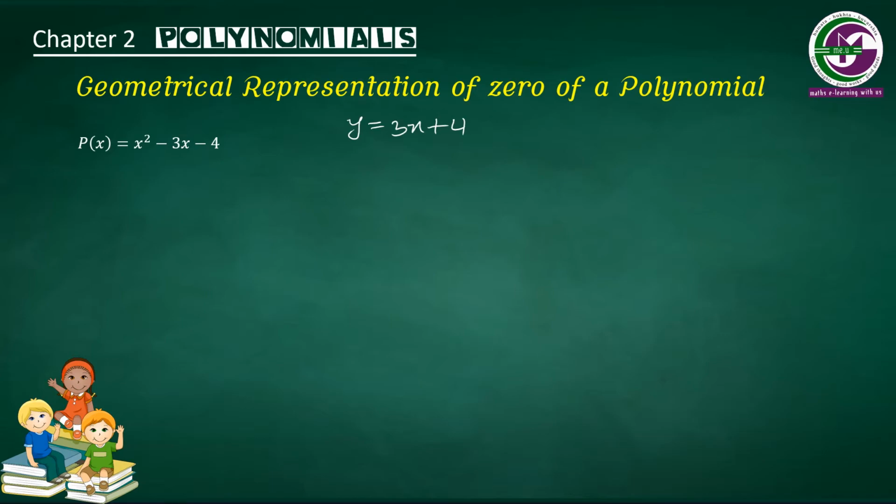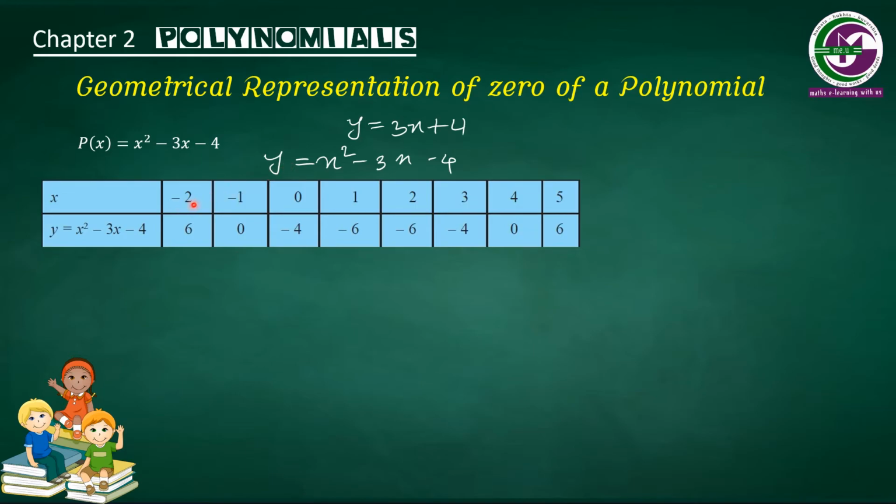For each value of x, you may get the value of the polynomial. So we'll represent the value of the polynomial using the variable y. So this polynomial can be written in the form of equation as y equals x square minus 3x minus 4, where y represents the value of the polynomial. Now look at this. When you substitute -2, the value of the polynomial is 6. When you substitute -1 for x, you will get -1 square is 1 minus 3 times -1, that is plus 3, -4. So 1 plus 3, that is 4 minus 4 is 0.